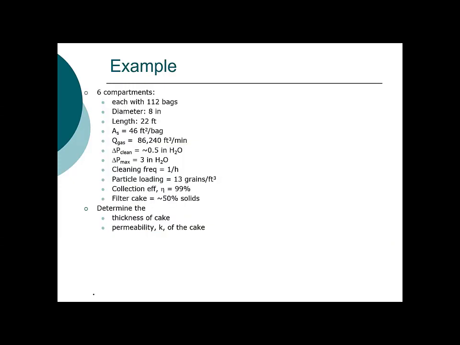So I've added all of the various parameters. We have a lot of information here. We have 6 compartments, but remember what we said is that 5 are operational at any one time. So the first thing we need to do is calculate the approach velocity, and the flow rate is 60,240 cubic feet per minute. So we have 5 filters operational. I said the temperature was 150 degrees C, so I'll just add that here.